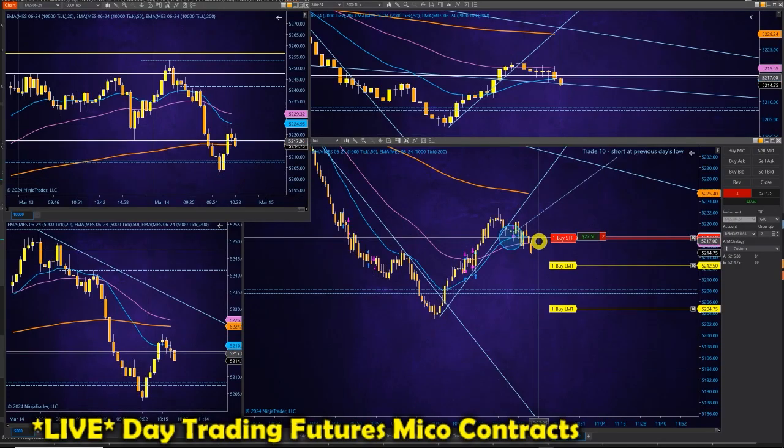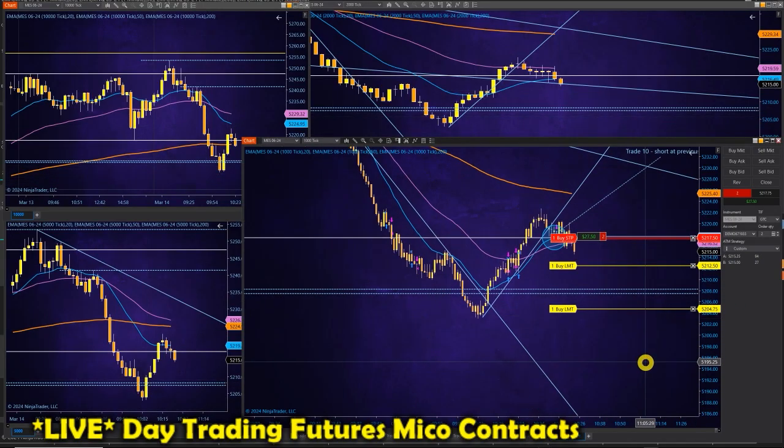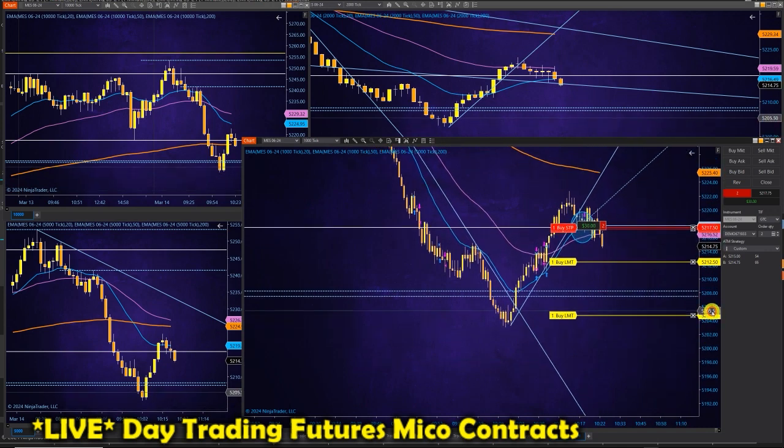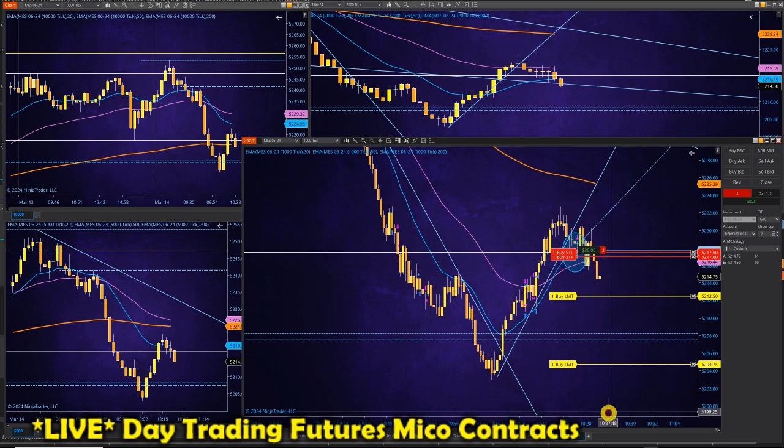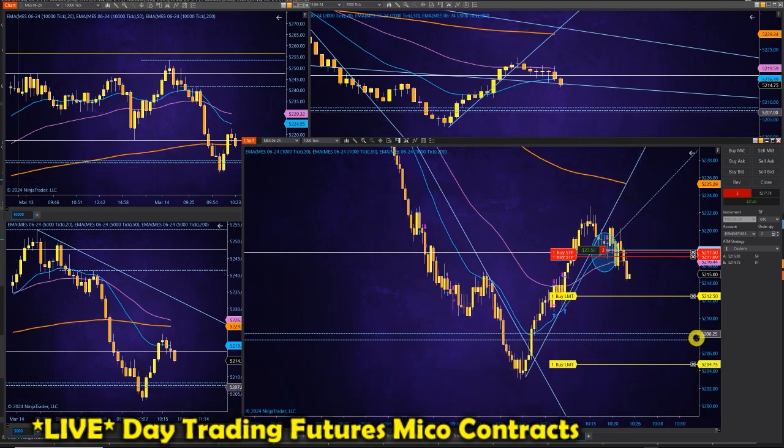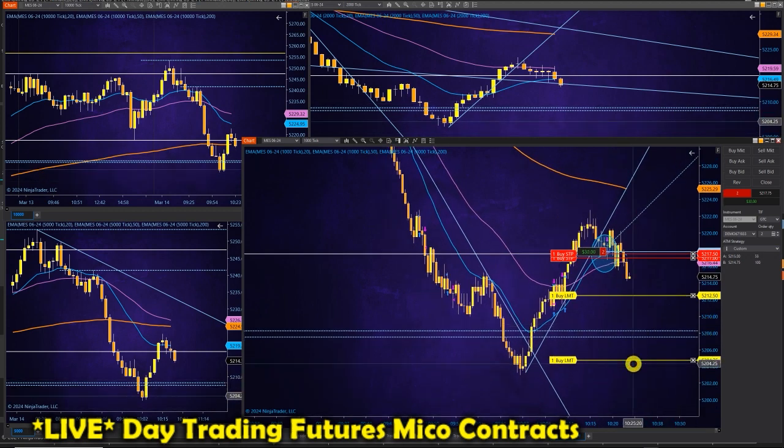Okay, our trail stop is moving into action here. It's trailing now. It's broke me even. Now we're just looking for it to hit the targets. Hopefully it'll go down and hit those targets. I'm not trying to get greedy. I just want to win here.